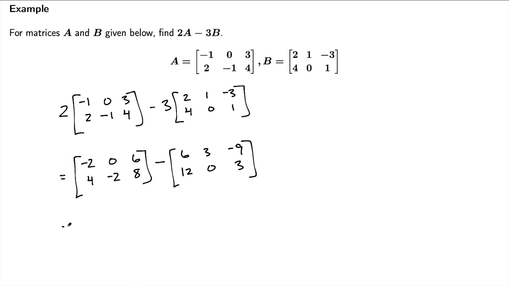And now I'm ready to subtract these matrices. To subtract them, I just subtract corresponding entries. So I have -2 minus 6, which is -8. 0 minus 3. 6 minus -9 is positive 15. 4 minus 12 is -8. -2 minus 0. And 8 minus 3, which is 5. So there is our final result of doing this scalar multiplication on each of those and then subtracting.